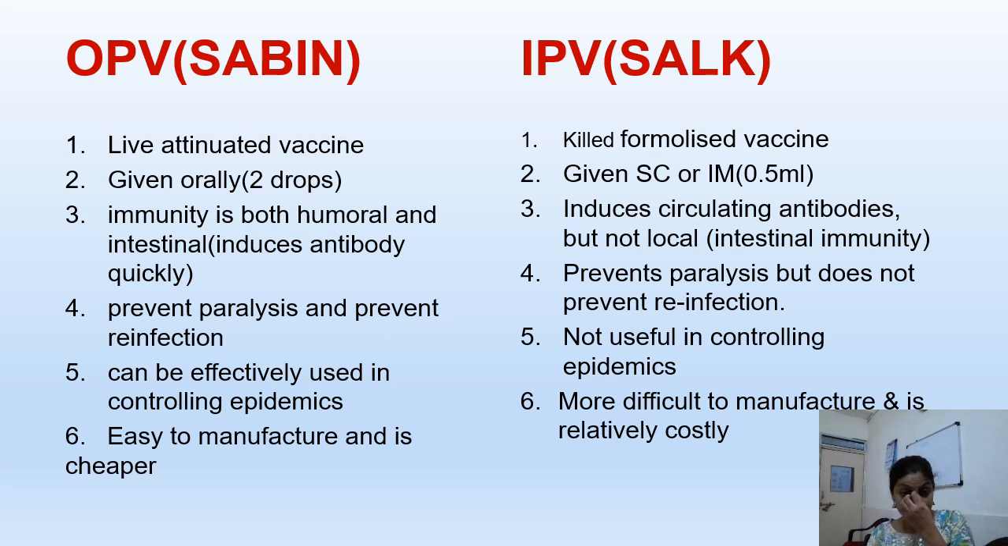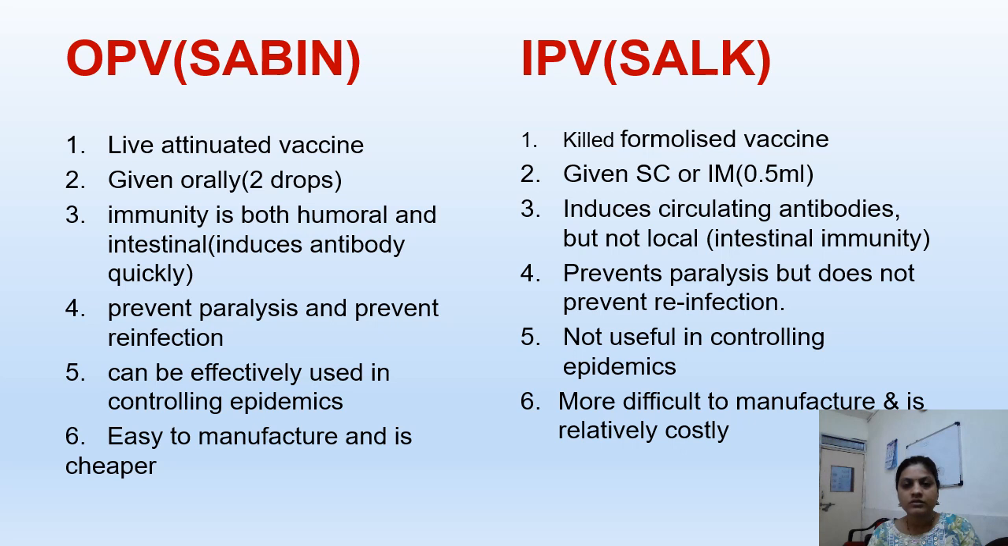Then it prevents paralysis, and it also prevents reinfection. It can be effectively used in controlling the epidemics, and is very cheap as compared to the IPV and easy to manufacture.